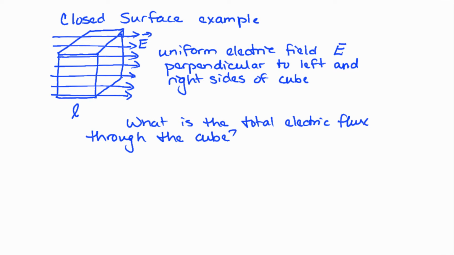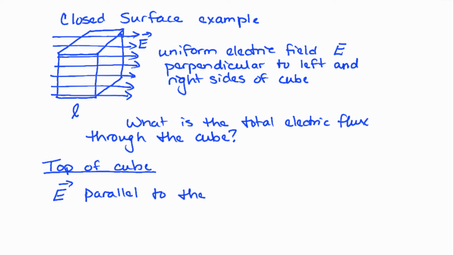So let's tackle the easy parts first. We'll go surface by surface, so one side of the cube at a time. So we'll start with the top of the cube. Now, the problem statement said that the electric field is perpendicular to the left and right sides of the cube, which is going to make it parallel to all the other sides. So it's going to be parallel to the surface of the top side of the cube.